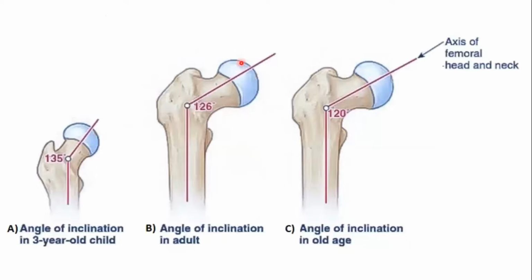And moving on again, the angle of inclination in a 3-year-old child is greater, 135 degrees, and it decreases in adults to 125 or 126 degrees, and the angle of inclination in old age diminishes further to 120 degrees. Again, the angle of inclination is between the axis of the femoral head and neck and the long axis of the shaft of the femur.